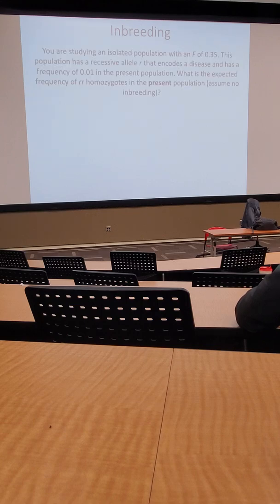So I think this should be our first pop quiz question. You're studying an isolated population with an inbreeding coefficient of 0.35. There's a recessive allele that encodes a disease at a frequency of 0.01. What is the expected frequency in the present population? So assuming Hardy-Weinberg equilibrium.